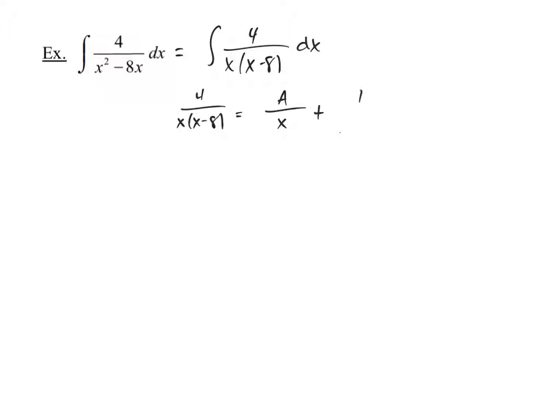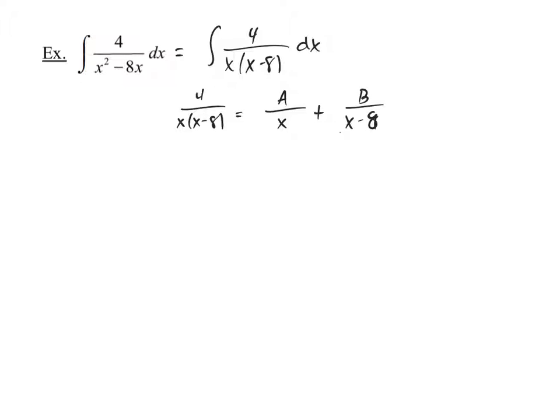Okay, this next example is similar to our previous examples. We have a quadratic in the denominator, and we need to factor out an x. So this can be rewritten as the integral of 4 over x times x minus 8. And so that's what leads me to believe that this is a partial fraction problem. So I'm going to start with my 4 over x times x minus 8 and say that this is equal to a over x, which is the first factor, plus b over x minus 8.